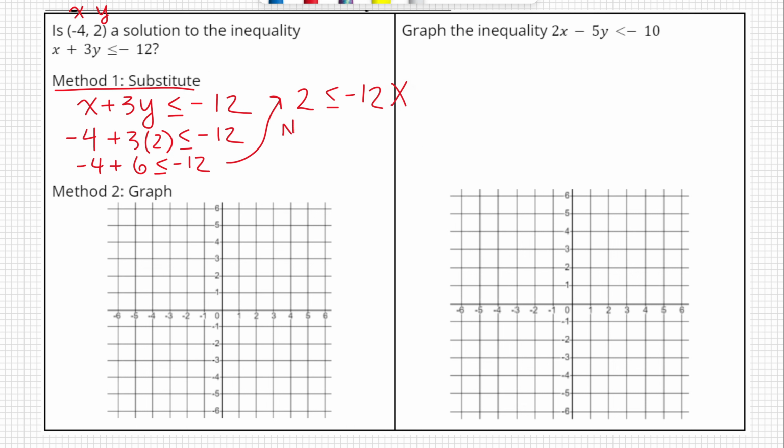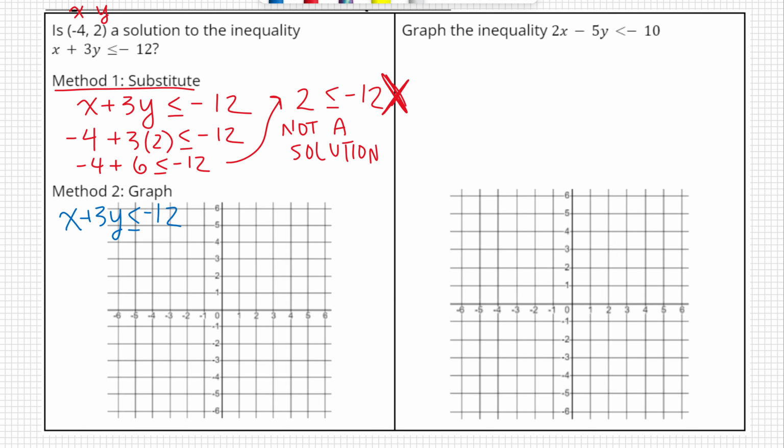Here's how you can verify that same solution by using a graph. We have x plus 3y is less than or equal to negative 12. I can graph this by rearranging it into slope-intercept form, so I want to get y all by itself. I'll undo the positive x, so I'm going to subtract x from both sides. 3y is less than or equal to negative x minus 12.